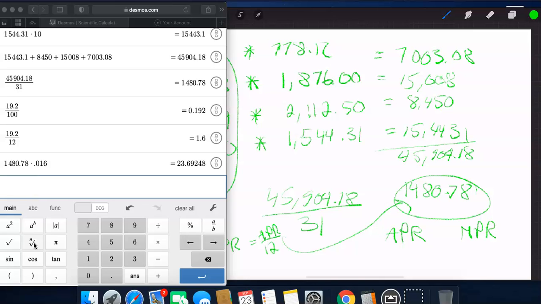And on a monthly scale, in our scenario, we had 19.2 divided by 12, 1.6%, or 0.016. This is the percentage rate that we're going to owe. This is our interest owed, and it's on our average daily balance.